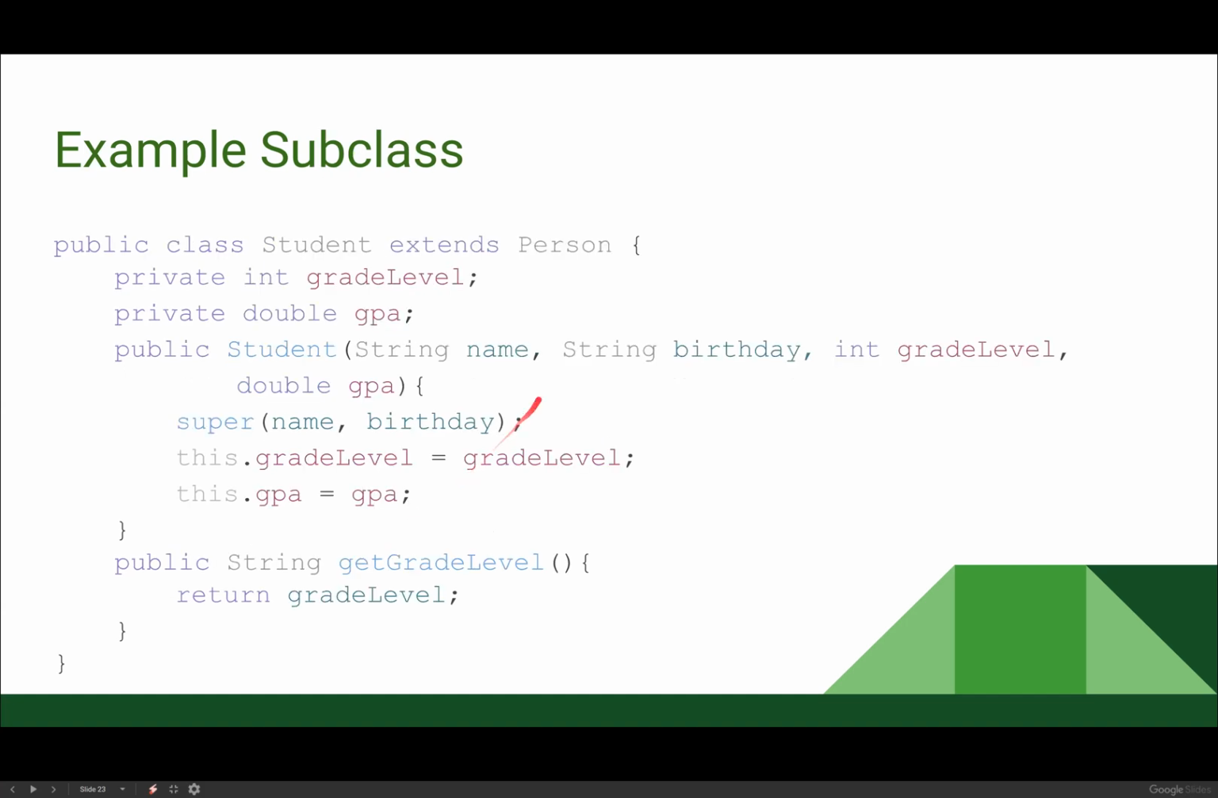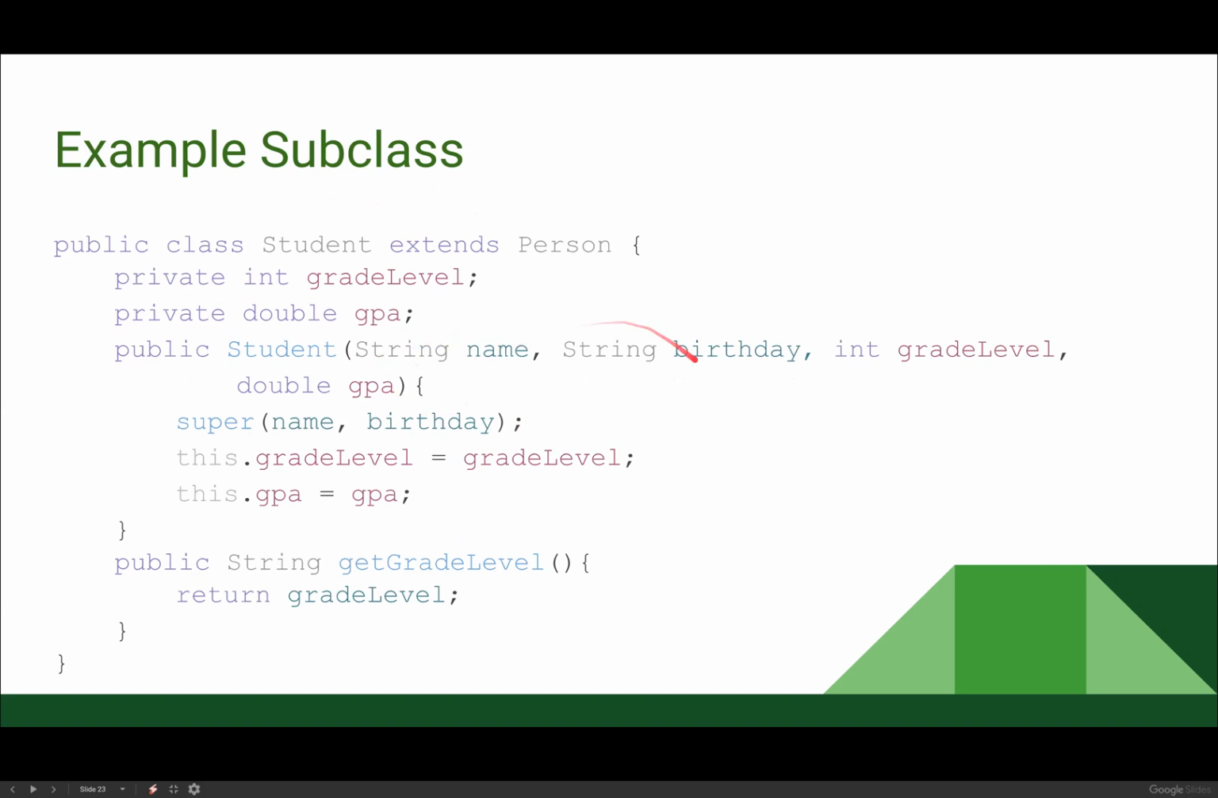Now our subclass, our class student extends person. And inside we have our two instance variables. We have our grade level and we have our GPA. Now, keep in mind, we don't need to create those private variables, name and birthday. Those belong to the person class. We don't have to create those.